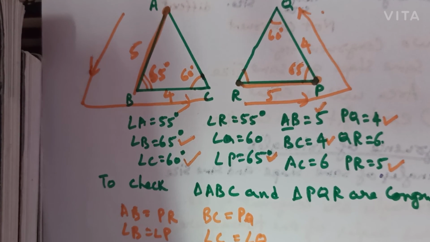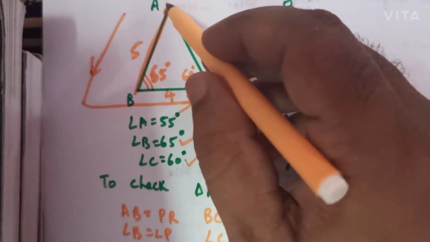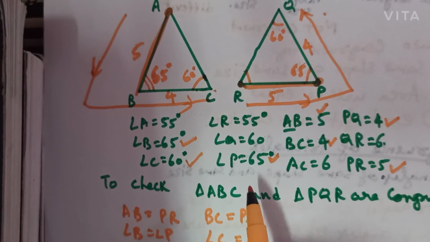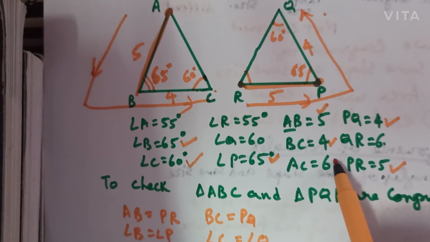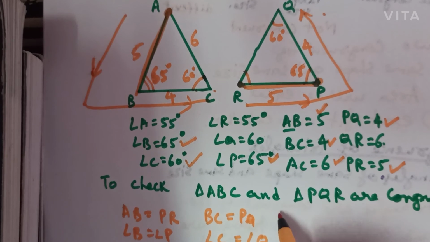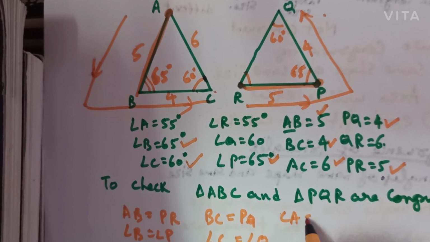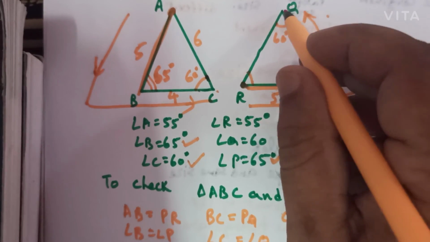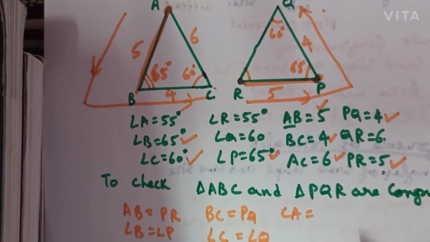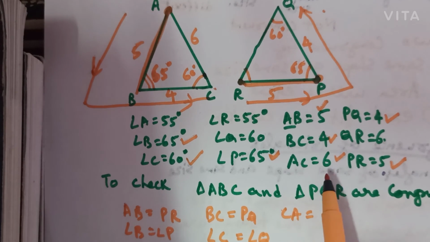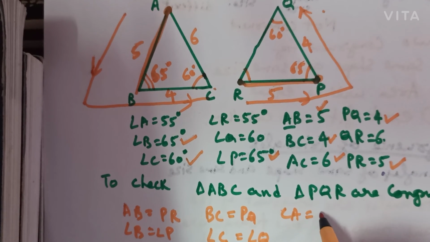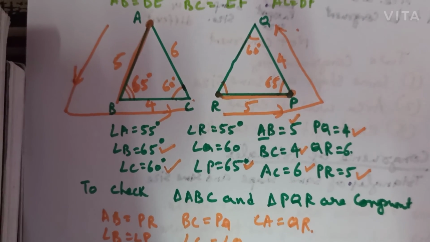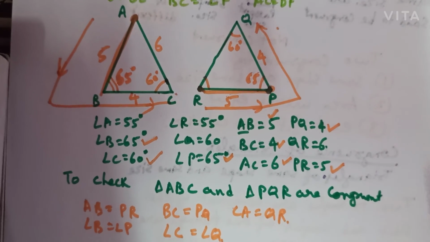Okay. Now when we move from C to A, what is side CA? The side CA is AC, that is 6 units. So CA is equal to, what is the next side here? That will be QR. So what is QR? QR is 6, that is side CA is equal to QR. Both are 6 units each. So we say that this is equal.